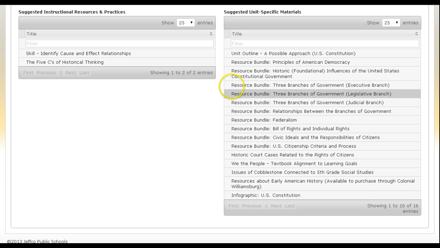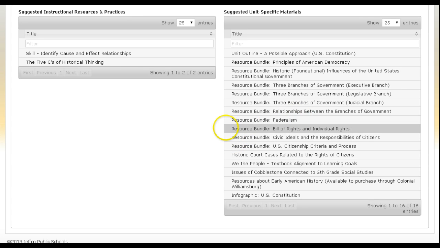As we look at the next section, we might be looking at the structure and function of government. Here you're going to see some bundles that will support you. First, looking at the executive branch. Next, looking at the legislative branch, and then last, looking at the judicial branch. When you think of the system of checks and balances, that's when you get into the relationships between the branches of government. And as you think about decisions that are allocated to the federal level versus the state and local level, that's where you get this concept of federalism.